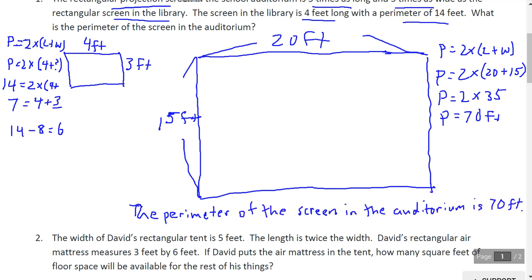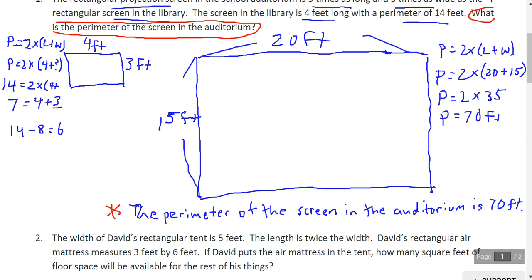All right, there you go. And again, remember on these recordings, you can pause them to try to figure out what happened here. But remember, you always have to come back to what the question is asking you, and that was this part here. What is the perimeter of the screen in the auditorium? That's what it's asking you, so that's what you need to answer down here.